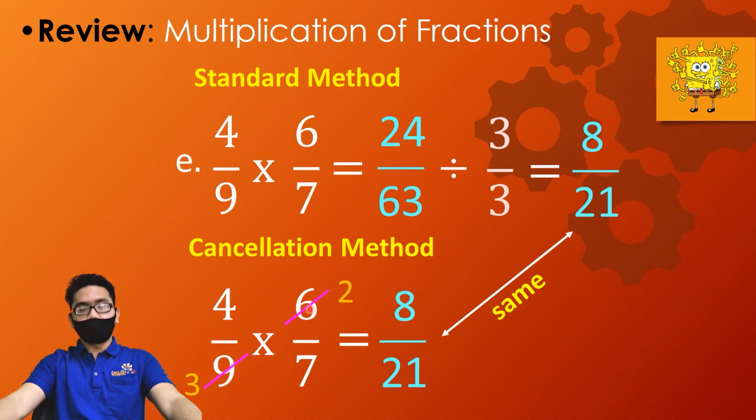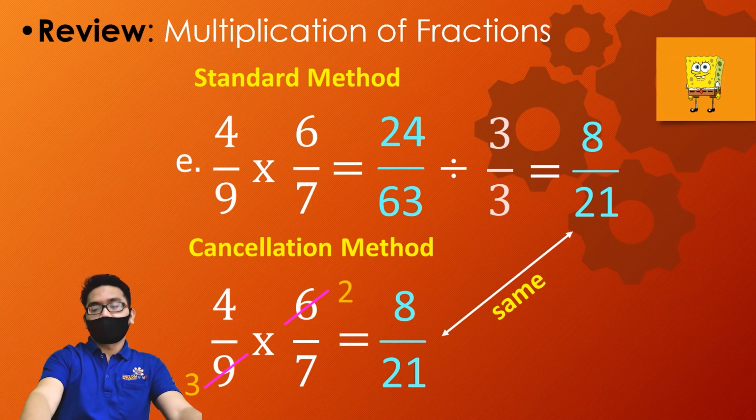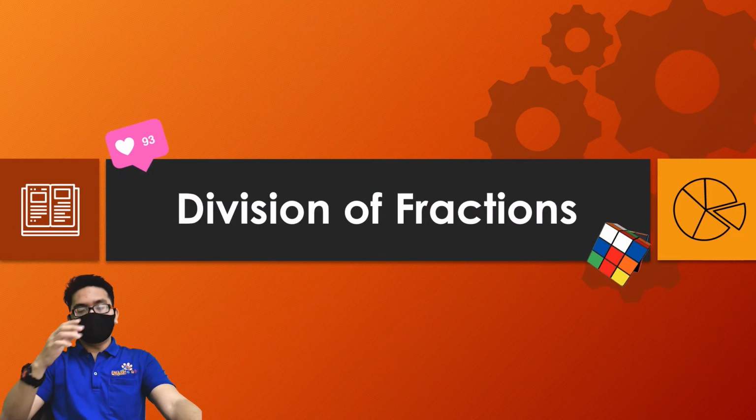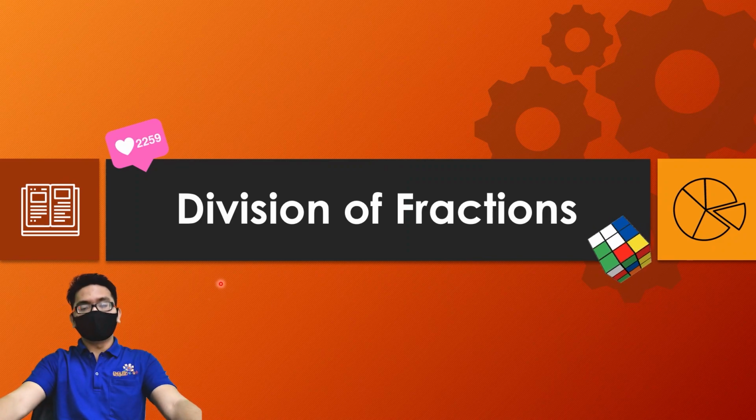For example here, 6 and 9 are divisible by 3, so you can divide that. 6 divided by 3 is 2. 9 divided by 3 is 3. And then you can proceed in multiplication. Okay? Now, today we are going to discuss division of fractions.